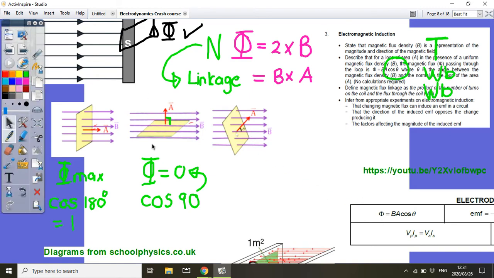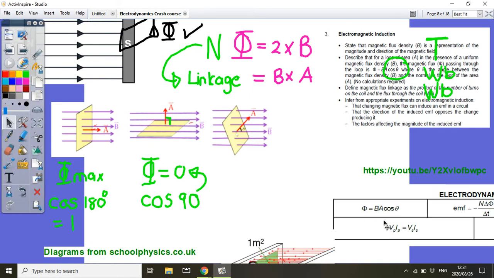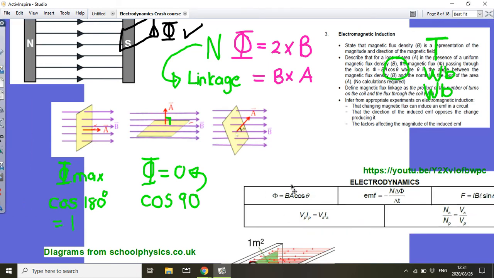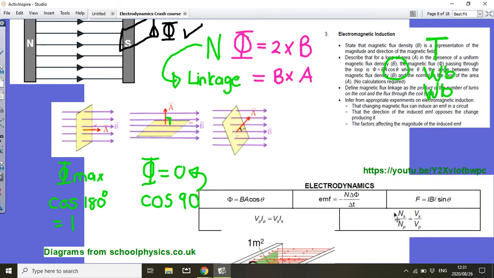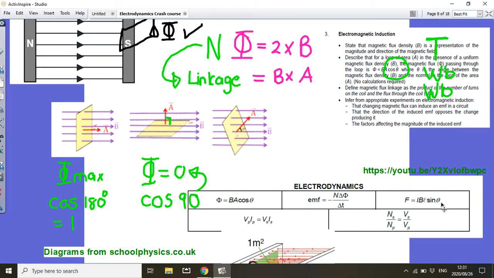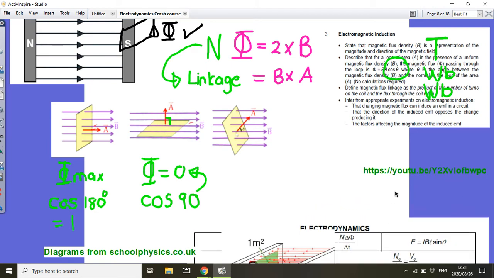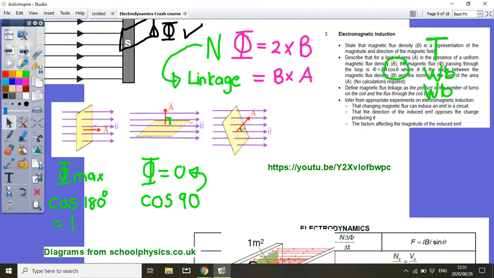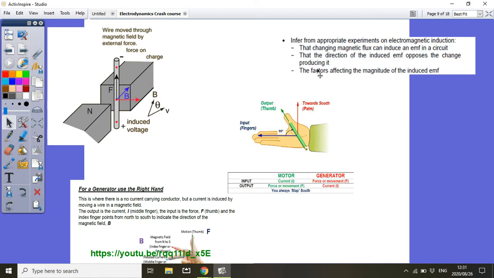So these equations are given to you on your information sheet, the BA cos theta, and the F is BIL sin theta that we did earlier. They're all there. And if you want to look at this YouTube video, it also explains this quite nicely. But now we need to move on. We need to go and see, when is there a change in magnetic flux? So I'm going to move on.